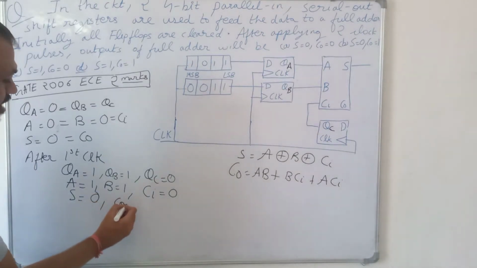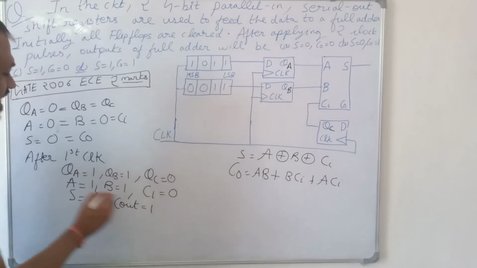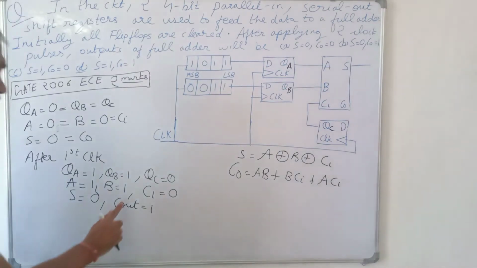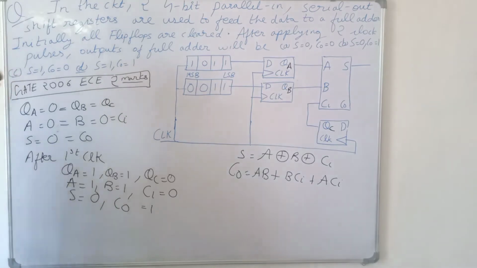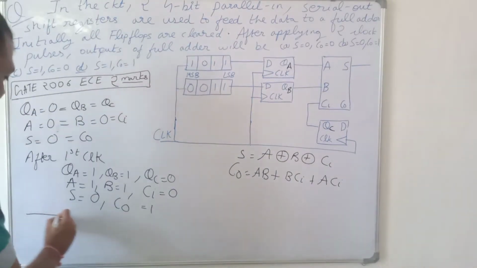and C out will be equal to 1 because A and B both are 1. So C0 will be equal to 1. In this figure it is given as C0. So carry out will be equal to 1. This is after the first clock pulse.